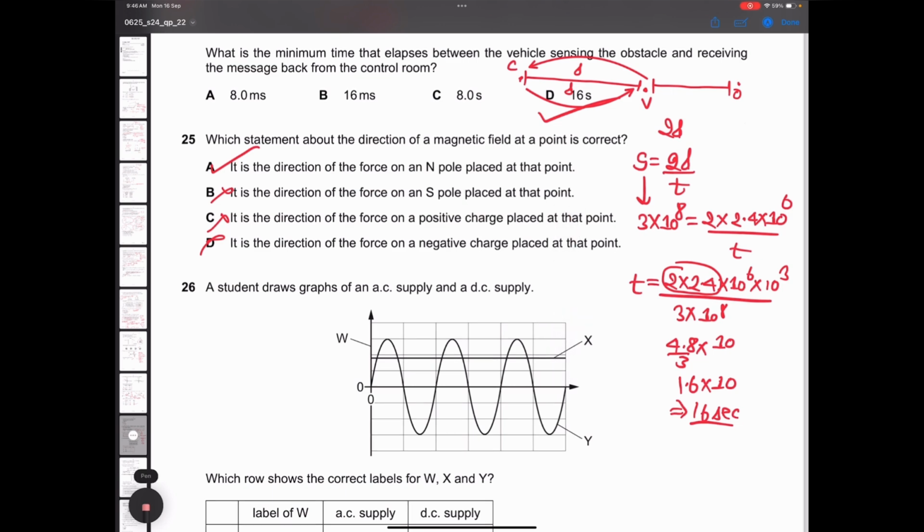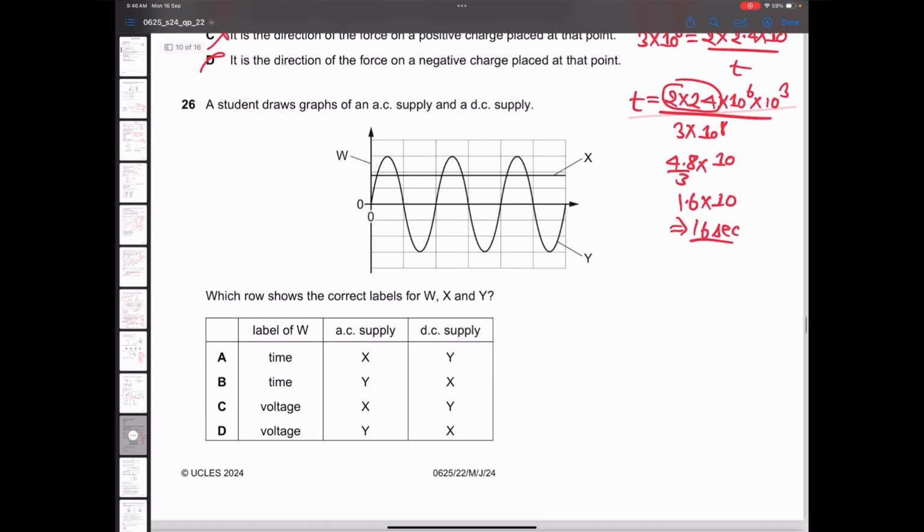Question number 26. Now, this looks like an AC graph, alright. So, what they have done is they have combined AC graph on top of a DC graph. This is your DC, the constant voltage, and this is your AC graph, which is the fluctuating voltage with time, alternating current with time. Now, they're asking that what is W?